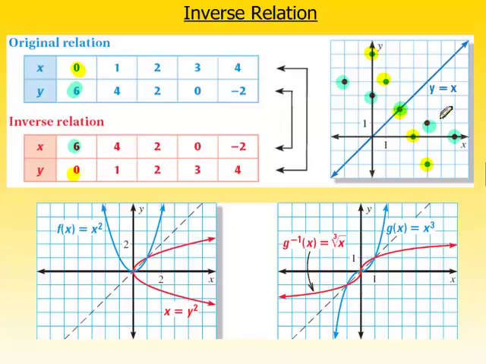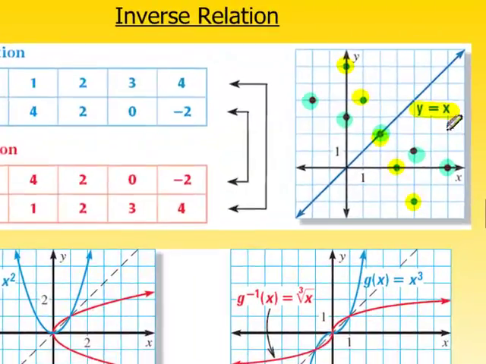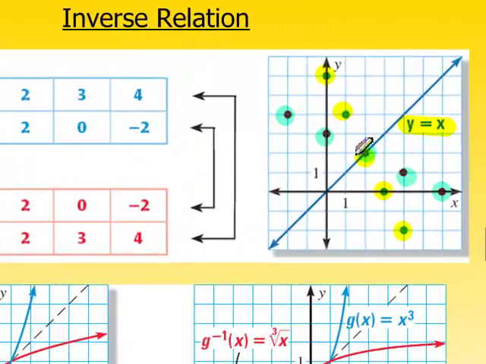Now, one important thing to point out here is that these points have a line of symmetry, as do all inverses. And that line of symmetry is y equals x. So it reflects over the linear parent function y equals x.